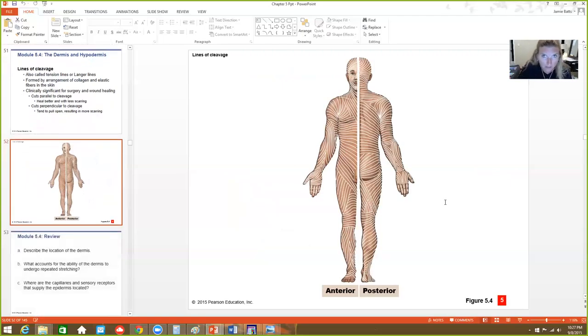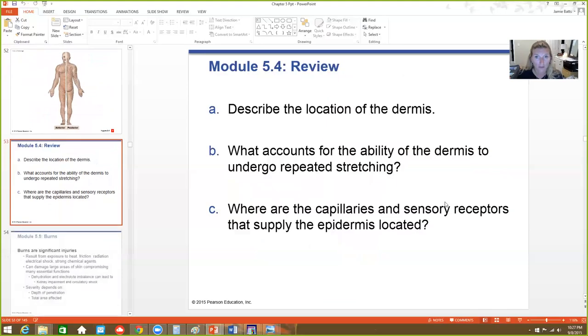Obviously, I'm not going to give you a test and say, where are the lines of cleavage on this particular area of the body? But it's just important to know what lines of cleavage are and why it's important, especially if you're interested in going into a surgical field. Here's review. You can pause and go back and answer those questions.